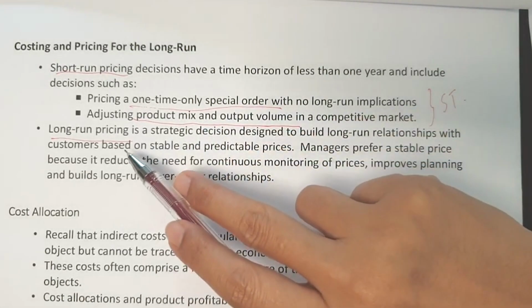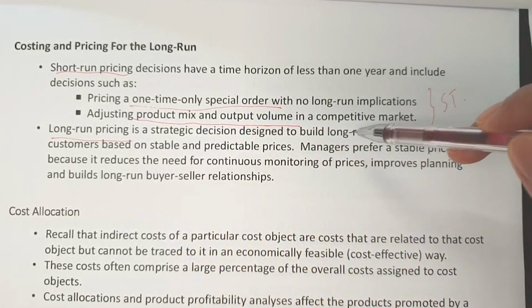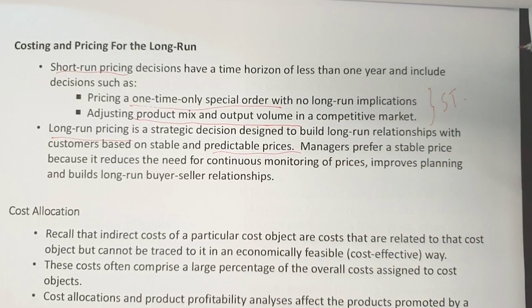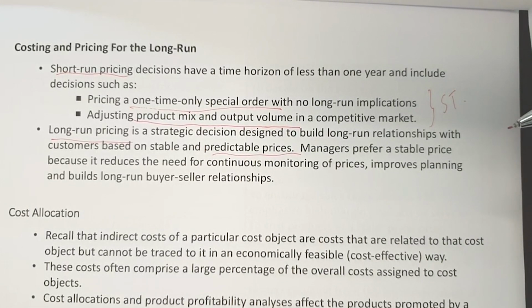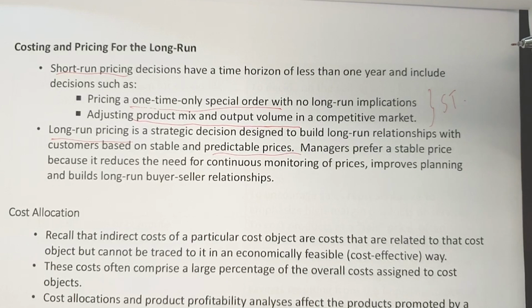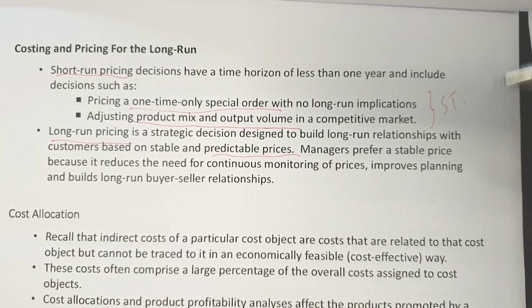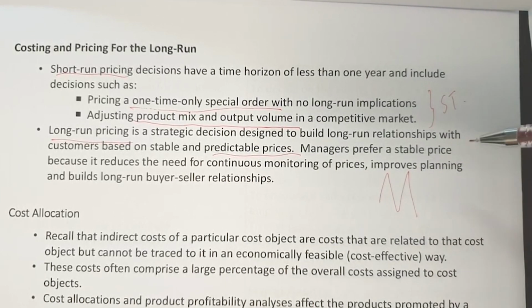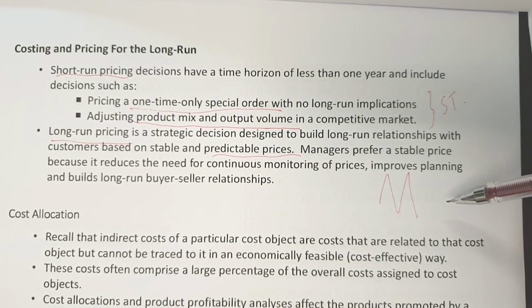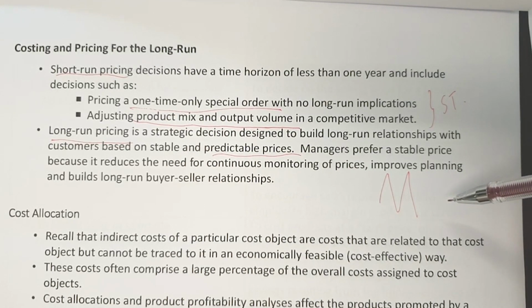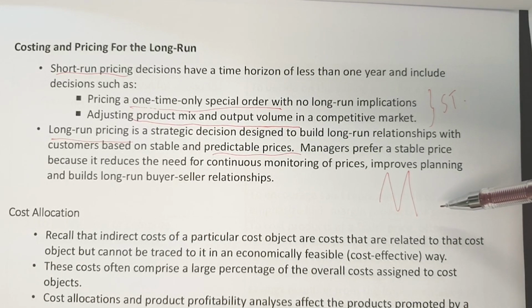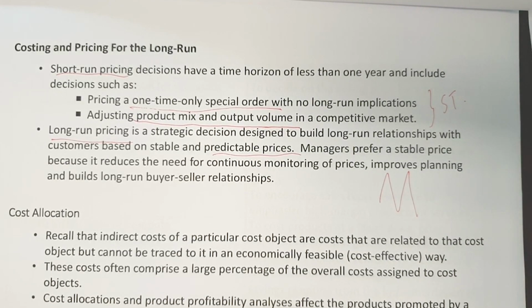This is a part of the short-term decision related to pricing. Long-term pricing is a strategic decision to build a long-run relationship with the customers based on stable and predictable prices. In the long run, it is important for us to give a stable price to the customers, for us to maintain a long-term relationship with them. Alright, so if the price is jumping up and down, and it's not stable, so it is something unpredictable, and the suppliers or the customers also will not be happy with our service. So that's why we need a very constant price to maintain a long-term relationship with our customers.